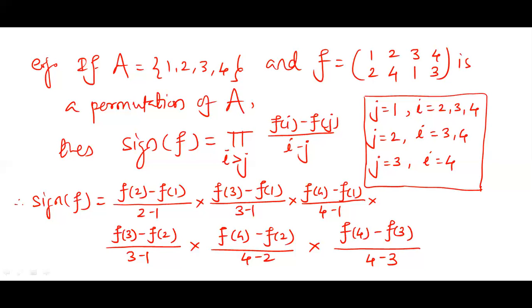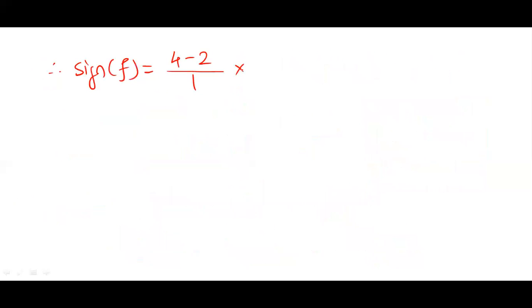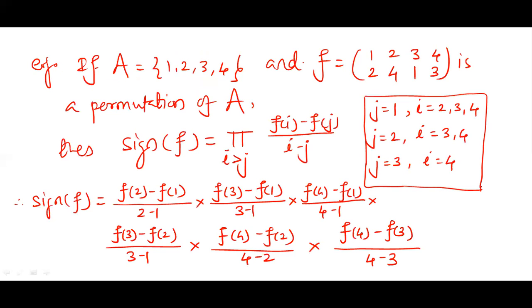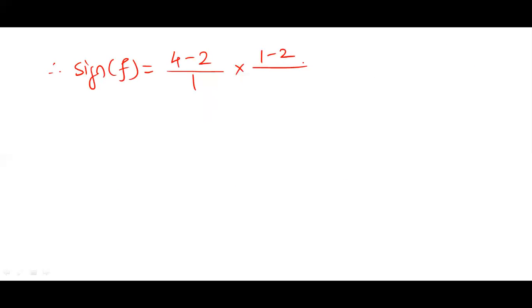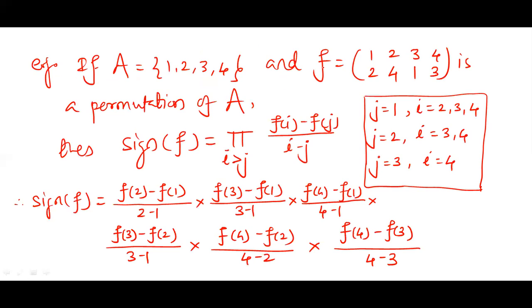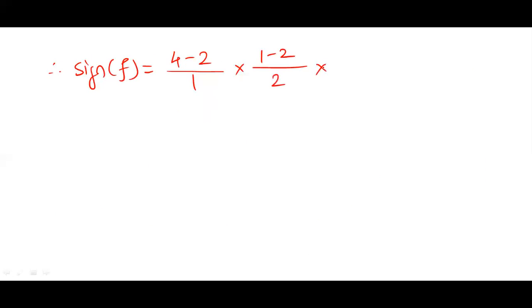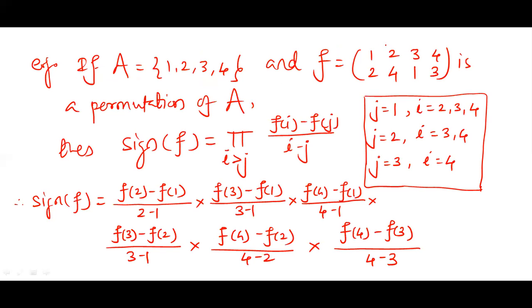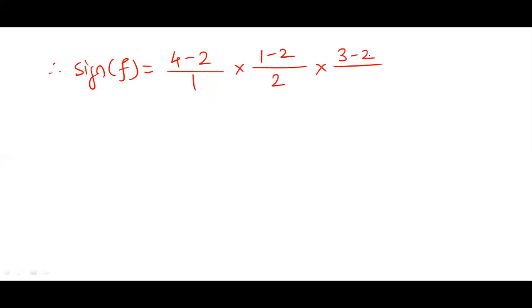The next we have f(3) minus f(1). f(3) is 1, f(1) is 2. So we have (1 minus 2) divided by (3 minus 1), that is minus 1 by 2. Third term is f(4). f(4) is 3, f(1) is 2. (3 minus 2) divided by (4 minus 1), that is 1 by 3.